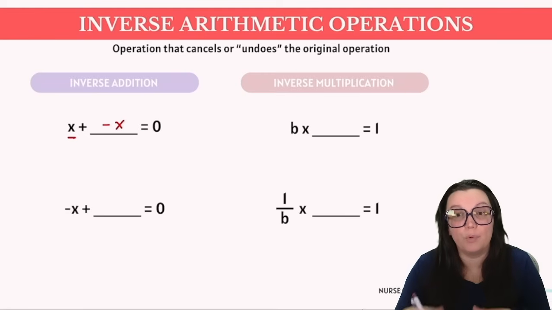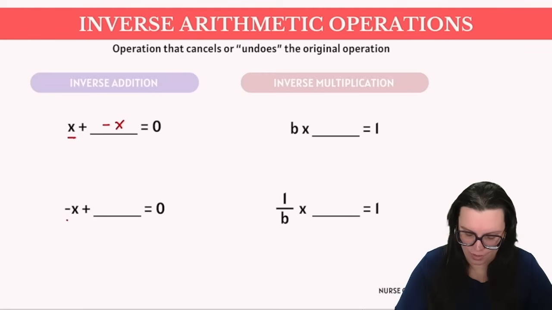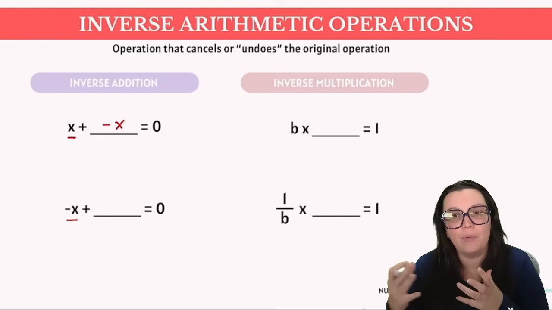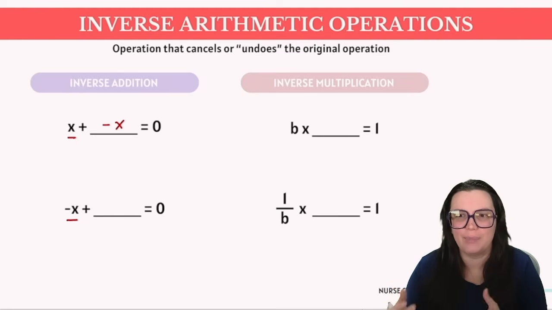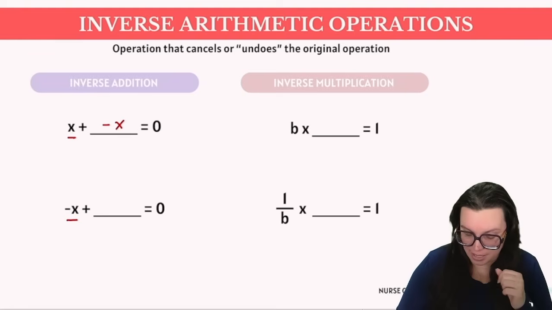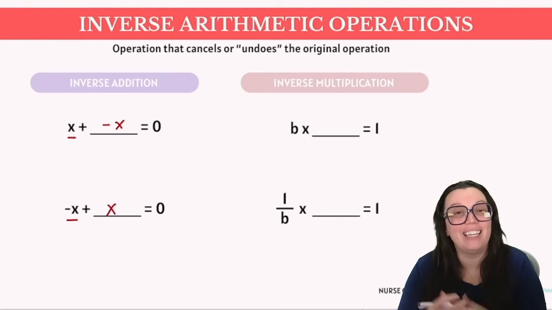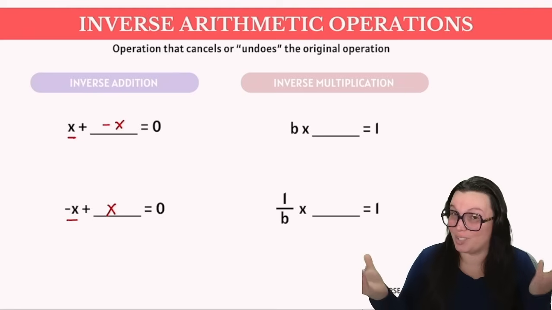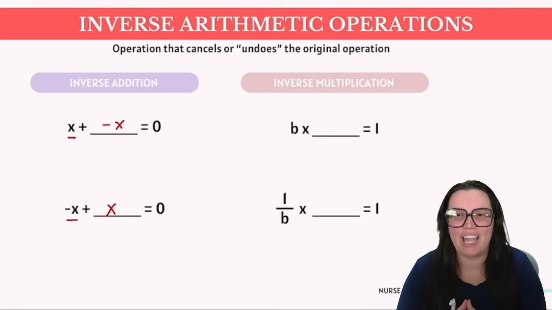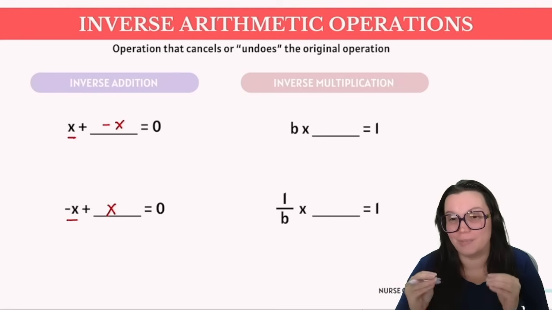In our next example, we're dealing with a negative value, negative x. To find what needs to be added to achieve 0, we use that additive inverse concept, meaning that we need to add the opposite. So negative x plus positive x is going to equal 0, demonstrating the inverse property of addition. Not too bad, right? Now let's dive into inverse property of multiplication.